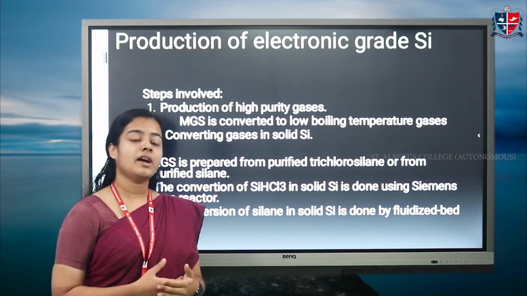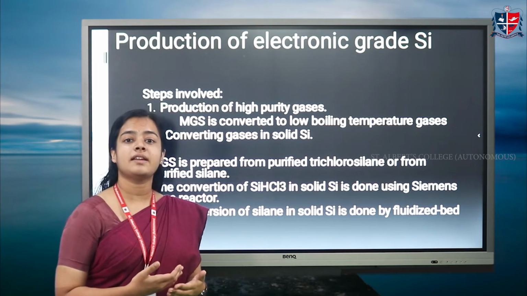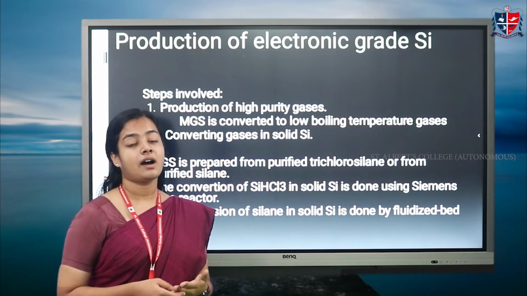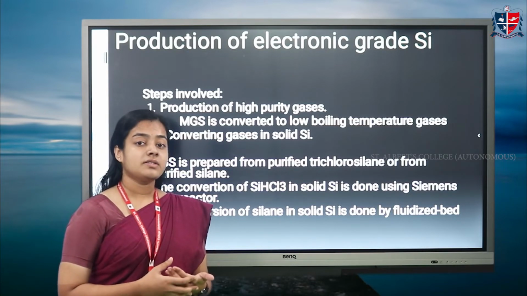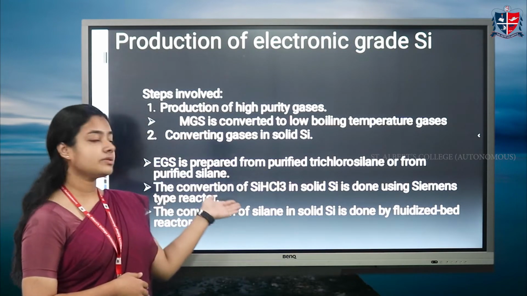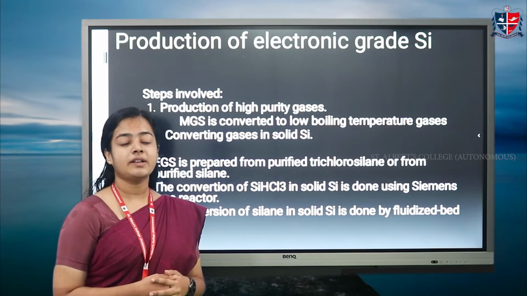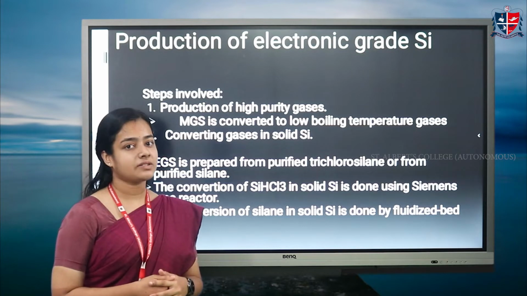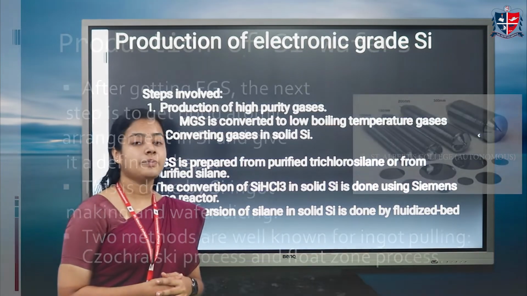On another route, we decompose this trichlorosilane and get monosilane, or just silane, as the byproduct. These two gases, trichlorosilane and silane, are high purity gases. The next step is to convert these high purity gases into solid form. How can we do that? We can use two kinds of reactor: one is the Siemens type reactor and the other is the fluidized bed reactor. For converting trichlorosilane into solid silicon, we use the Siemens type reactor, whereas for converting silane into solid silicon, we use the fluidized bed reactor.